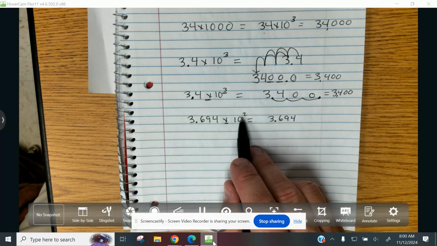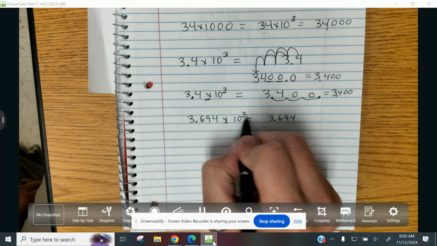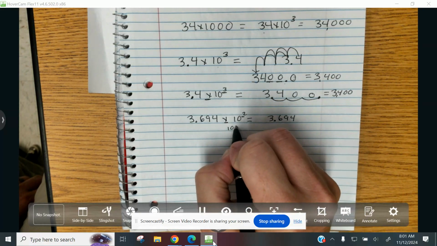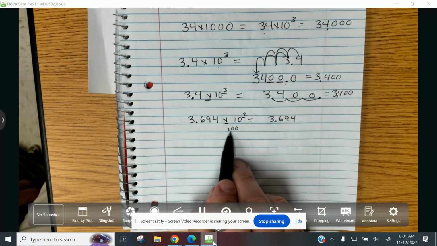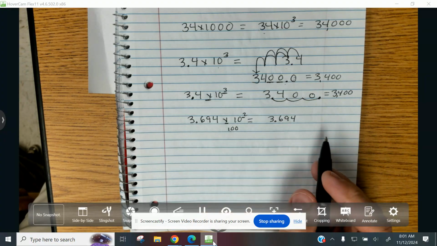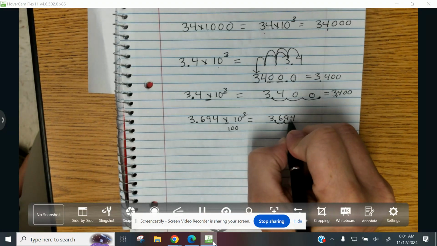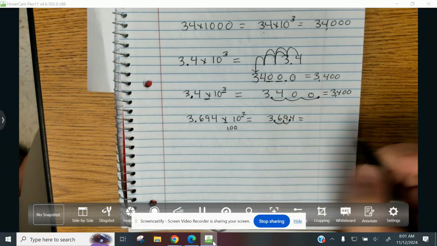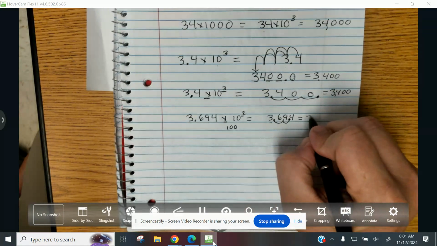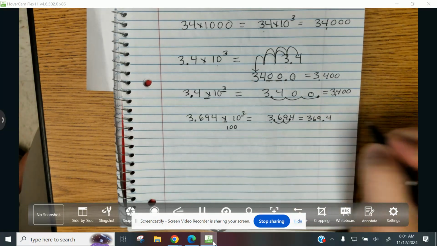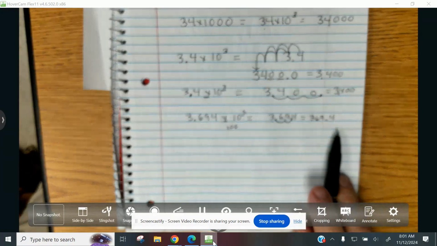Now I know, okay, how many shifts do I have to make? So I'm going to look at my exponent. I'm going to make 2 shifts because I have 100. And if it was just a normal 100, you would say, okay, there's the 2 zeros. Zeros mean shifts. So I'm going to shift twice. 1, 2, new decimal. So now I have my new decimal, so I'm going to rewrite it. 369.4.